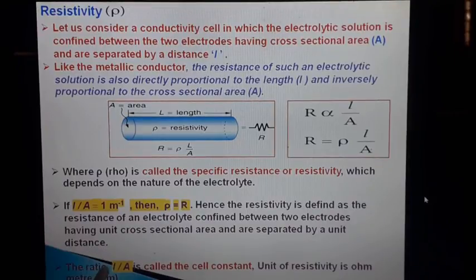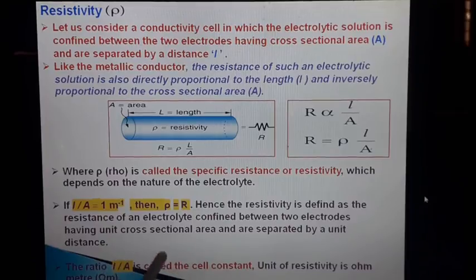The ratio L by A is called the cell constant. Very, very important: L by A is equal to the cell constant.